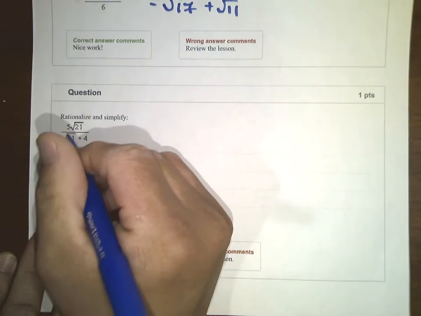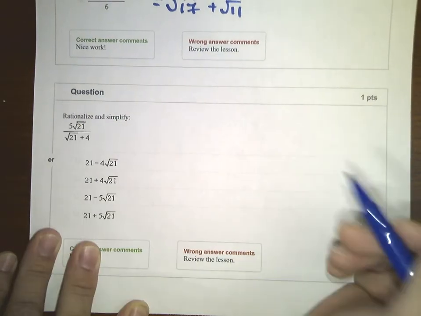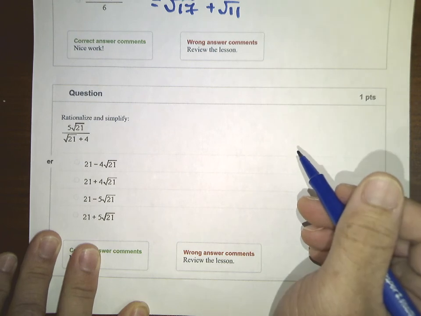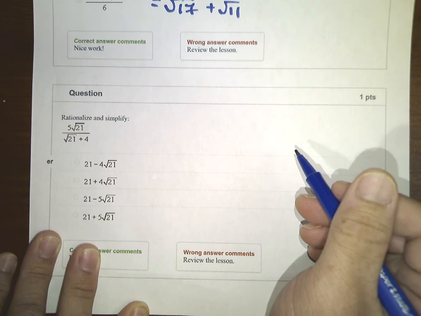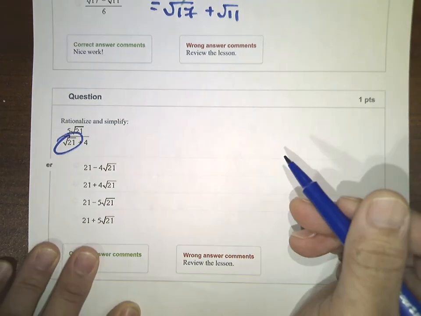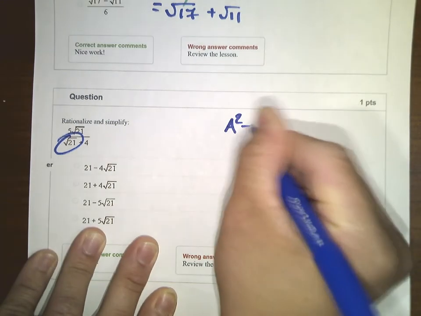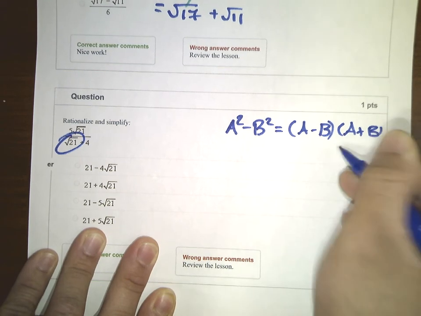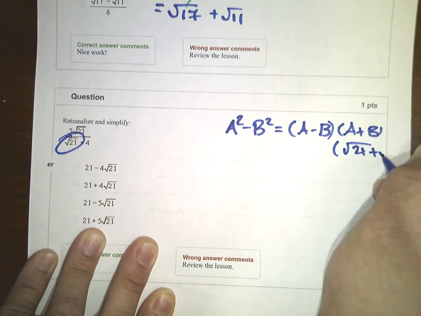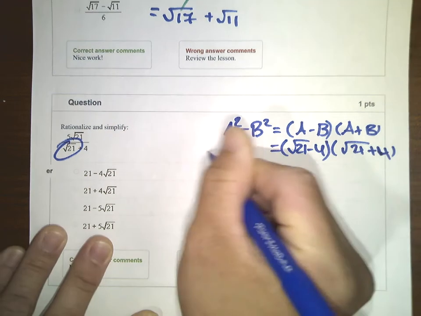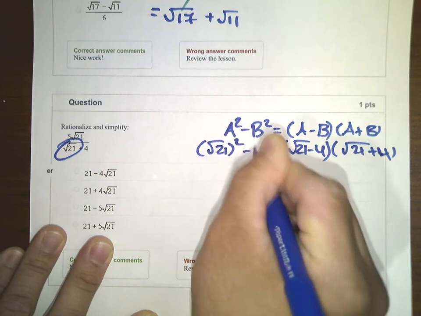All right, so we have 5 square root of 21 over square root of 21 plus 4. Remember, again, I really want to get rid of the square root in the denominator. That's what I mean by rationalize and simplify, or rationalize the denominator and simplify. So remember, I have a squared minus b squared is a minus b, a plus b, and here I have the square root of 21 plus 4. So I need to multiply by square root of 21 minus 4. So we have a square root of 21 squared minus 4 squared.